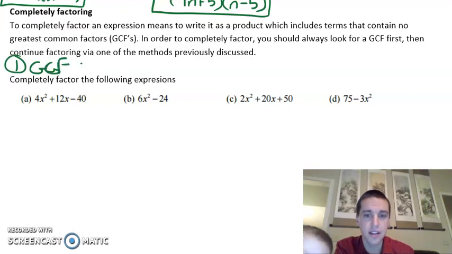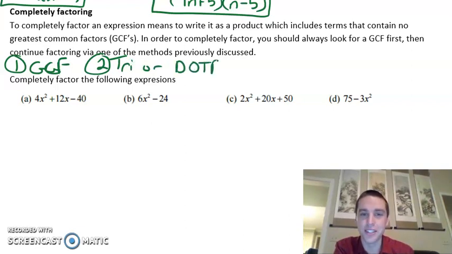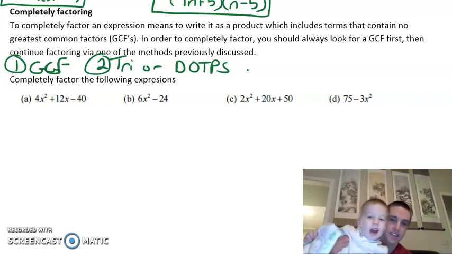Oh. And this is my son Seth. Step 2 is either trinomial factoring or difference of two perfect squares. Oh. So you always have to do that. Here you go, Seth. Say hi.